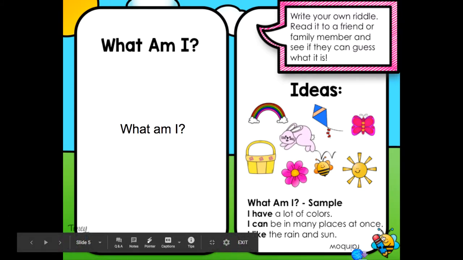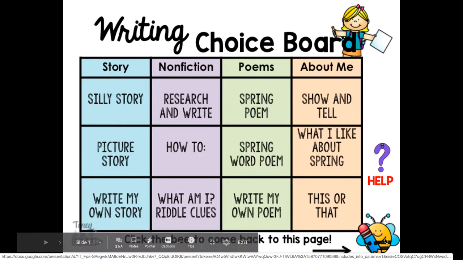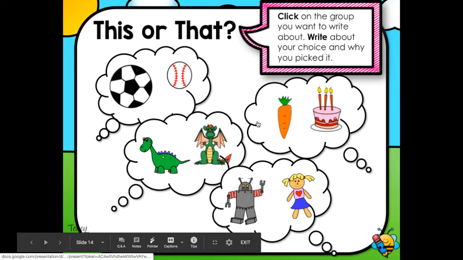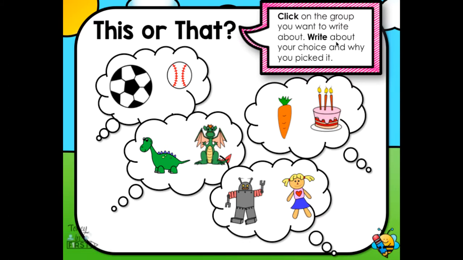If I decide not to do this one, I can always click on the B to go back to the choice board. Now I'm going to try This or That. So, click on the group you want to write about, your choice, and why you picked it.